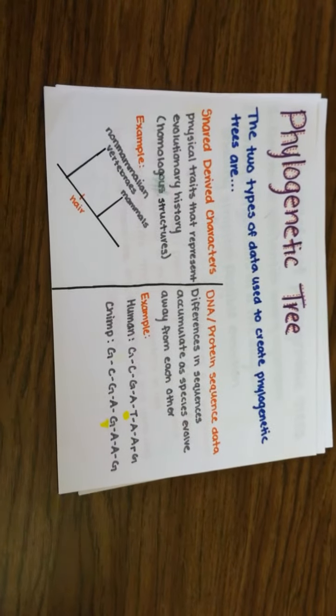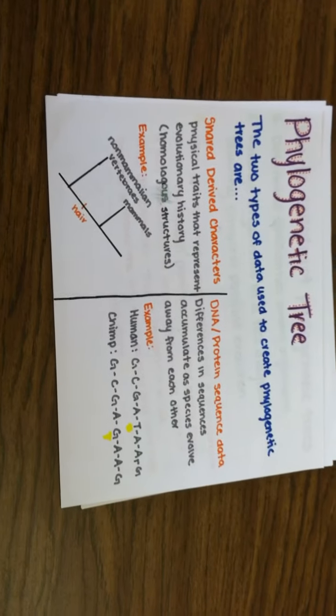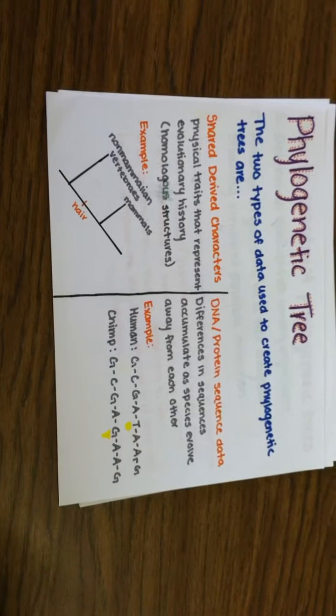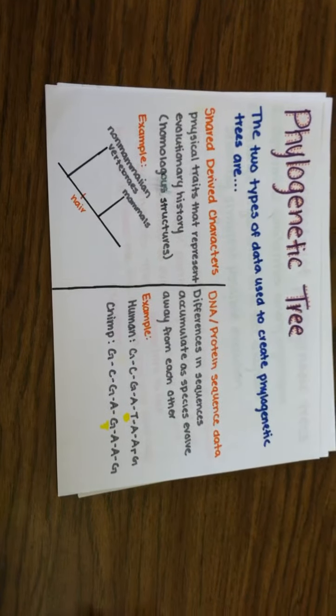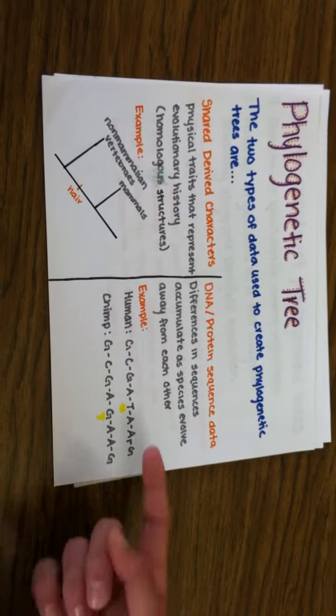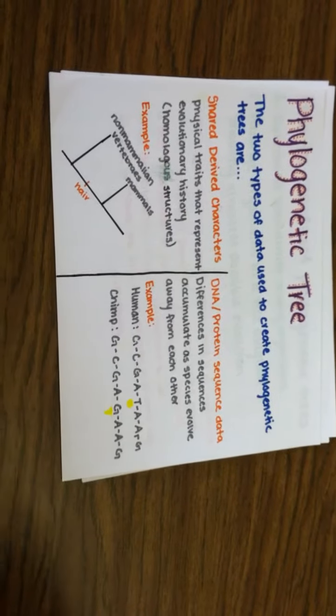On the other hand, DNA protein sequence data. Differences in sequences accumulate as species evolve away from each other. For example, you see the human sequence and the chimp sequence, and you see the differences in these sequences.